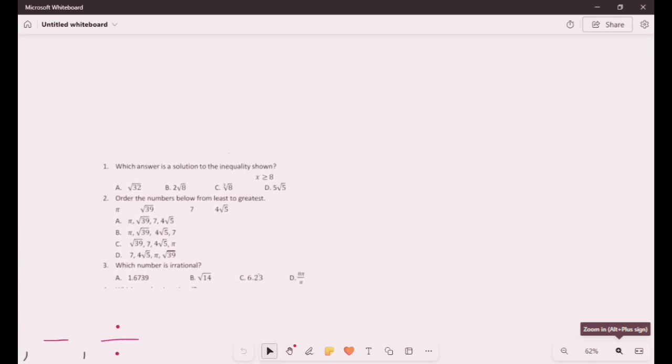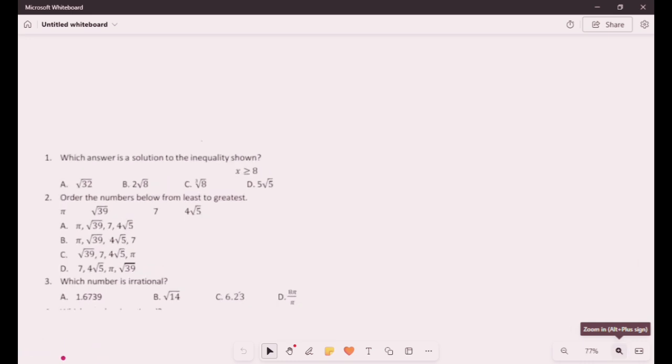So you can pause the video now and then try to do this on your own. So the first one, we are looking at x. Is it greater than or equal to 8? So you have options there, option A, B, C, and D. So work out those problems and find which one of these is greater than or equal to 8.